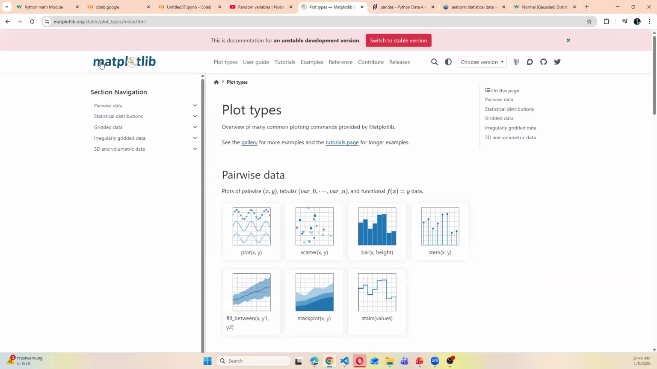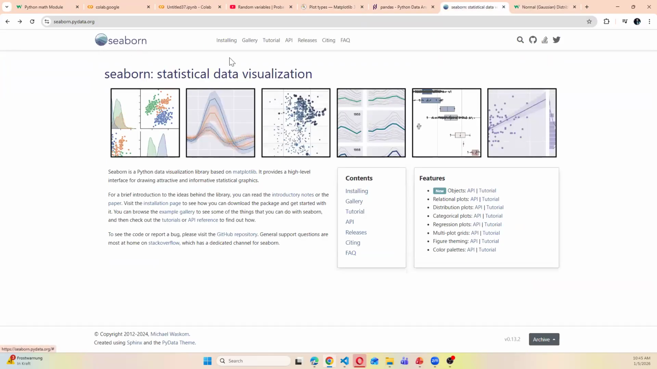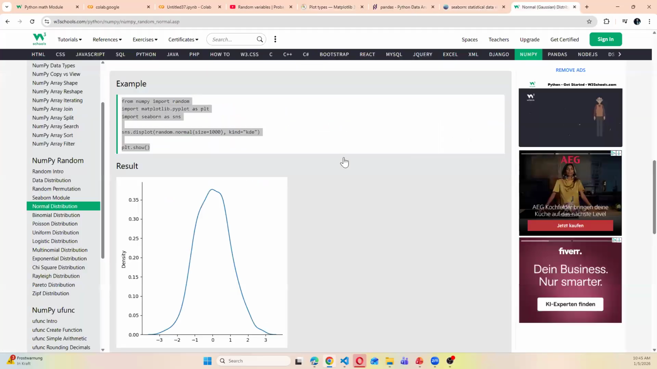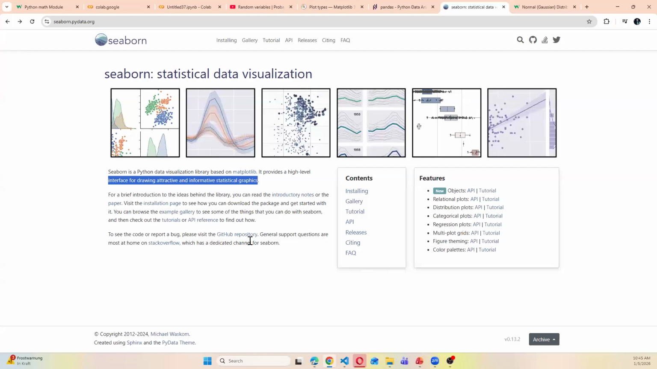For graphs, you can use Matplotlib, or you can use Seaborn, because it's an advanced one on top. Seaborn is a Python data visualization library based on Matplotlib. It provides a high level interface for drawing attractive and informative statistical graphs. Before, people were using Matplotlib; now, because it's on top of it, you can make very good graphs.